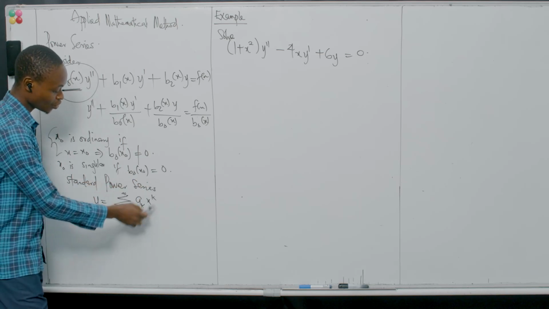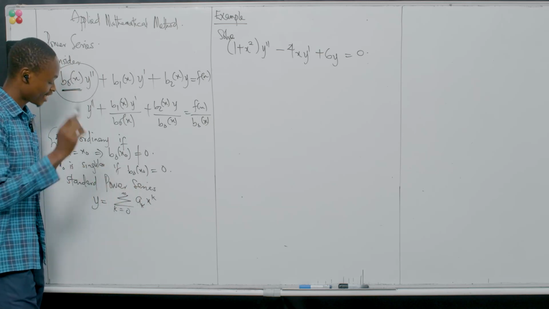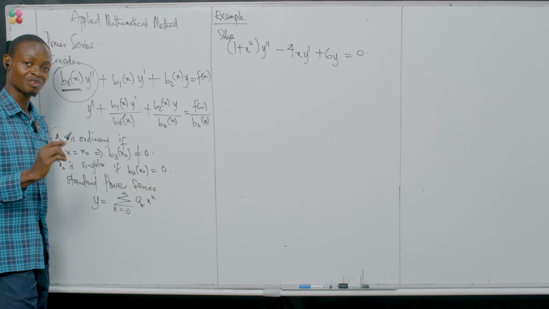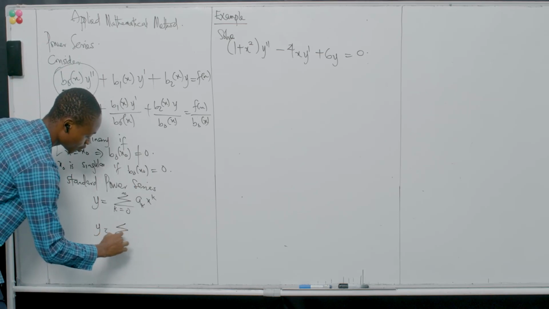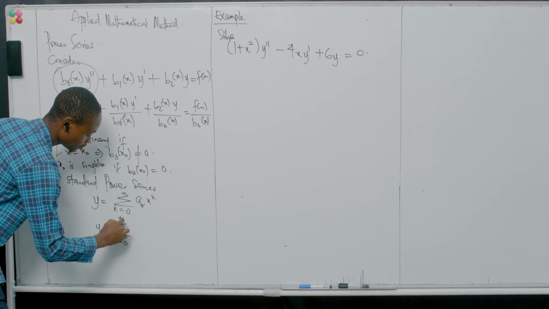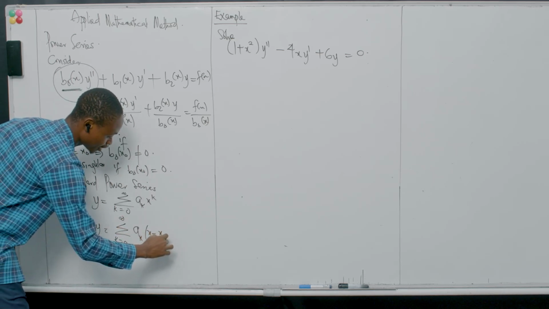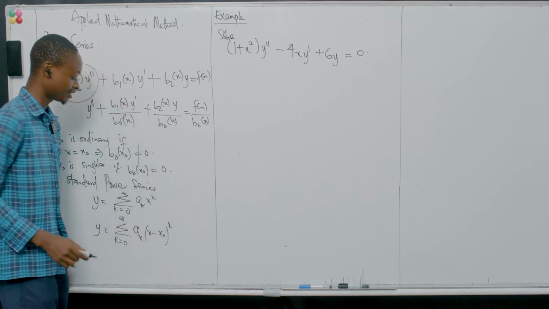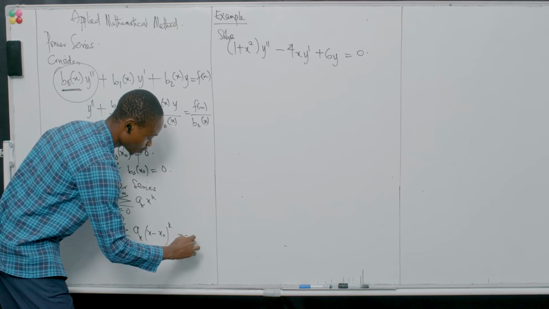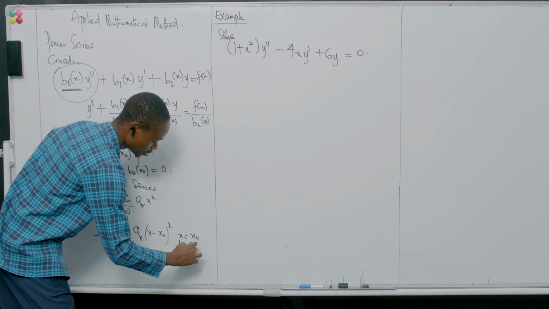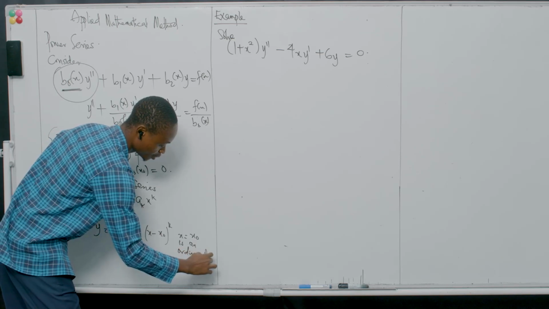Now, what makes it unique? What makes this solution unique? In fact, the full form of the power series solution is y is equal to summation k starting from 0 to infinity a_k (x minus x naught) raised to power k. This is the standard form. That is, x is equal to x naught is an ordinary point.